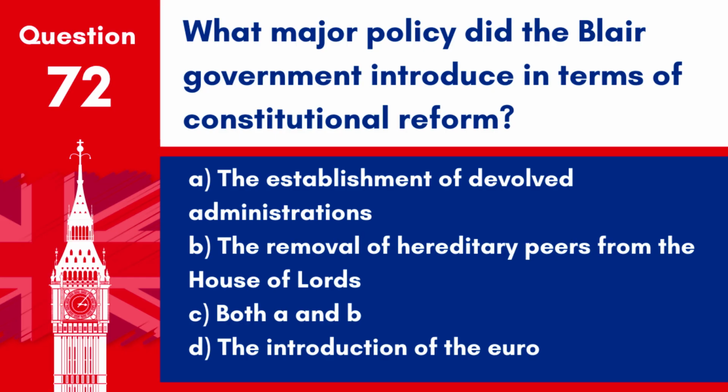Question 72. What major policy did the Blair government introduce in terms of constitutional reform? A. The establishment of devolved administrations. B. The removal of hereditary peers from the House of Lords. C. Both A and B. D. The introduction of the euro.